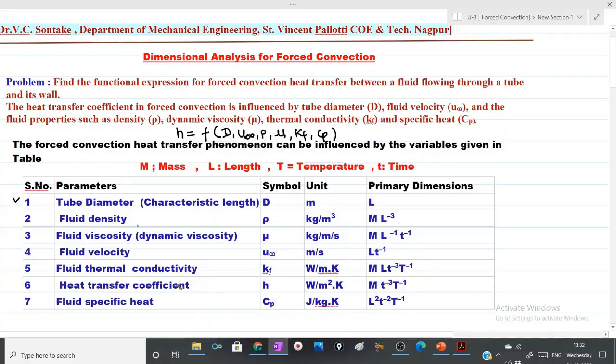primary dimension. Similarly, for fluid thermal conductivity, symbol is Kf, unit watt per meter Kelvin, and M L small t power minus 3, capital T power minus 1 is primary dimension. For heat transfer coefficient represented by small h, unit is watt per meter square Kelvin, and primary dimensions are M small t power minus 3, capital T power minus 1. Finally, the fluid specific heat represented by Cp, it is joule per kg per Kelvin, and primary dimensions are L square small t power minus 2, capital T power minus 1.